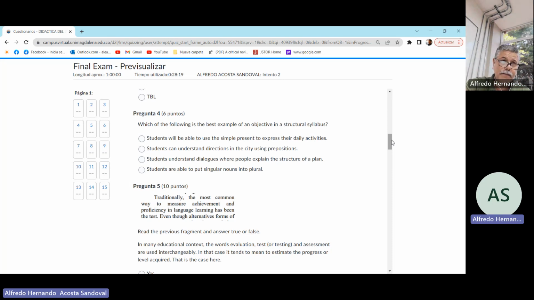which is kind of structural, it has the word understand, and also can, like it is a can-do statement, right? And then you are doing something which is practical in real life. Next, "students understand dialogues where people explain the structure of a plan."